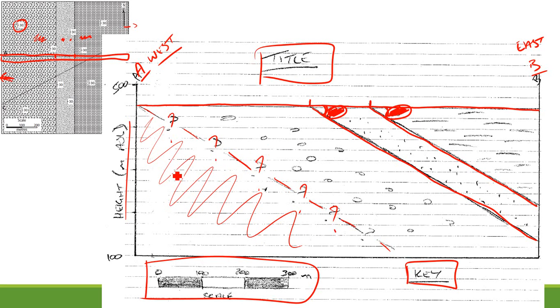This conglomerate layer might continue all the way down to the edge here, but it might stop here, or it might stop here, or it might stop right on the very edge of our map. So you just want to put question marks down there just to indicate that that is the limit of your knowledge.